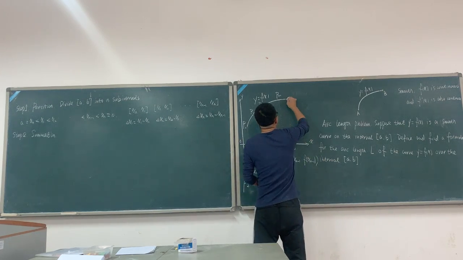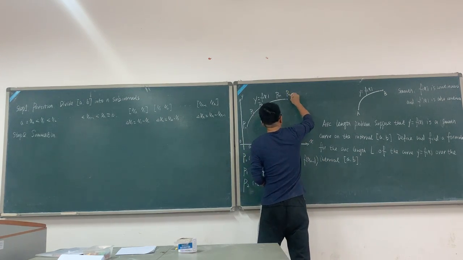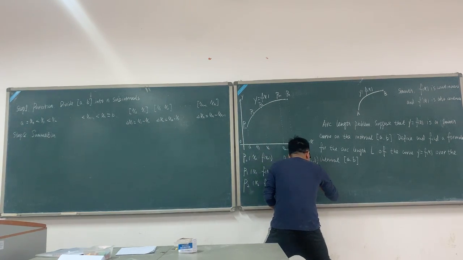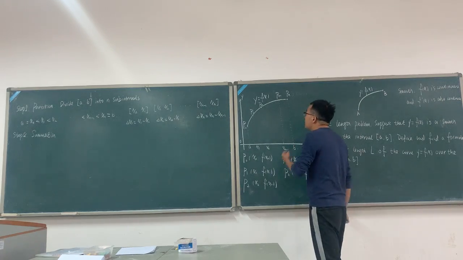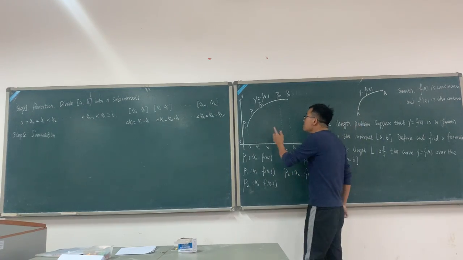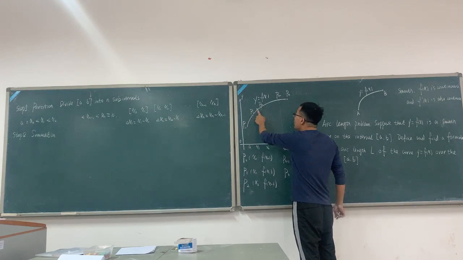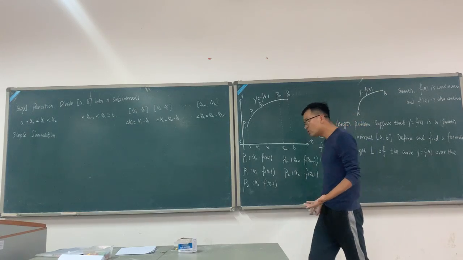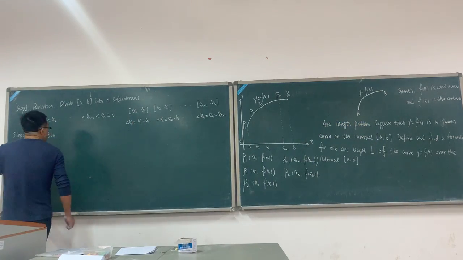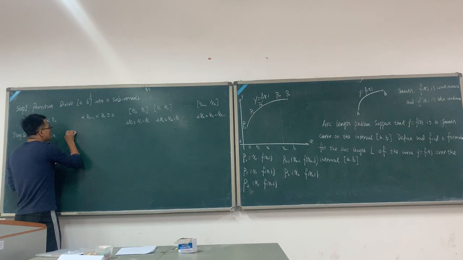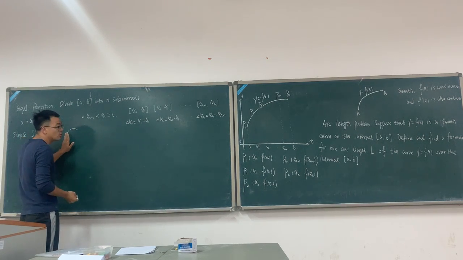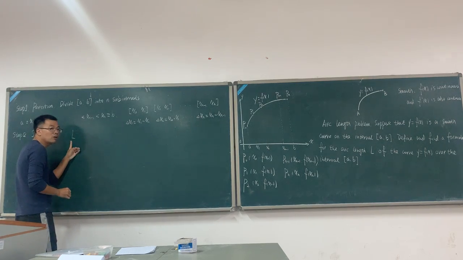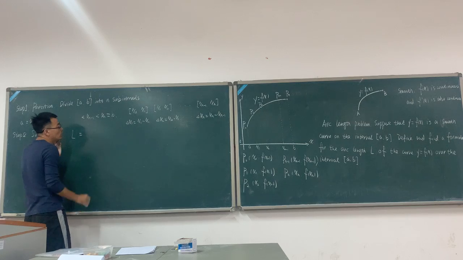And Pn we denote by xn, f(xn). So here we have n plus 1 points: P0, P1, P2, ..., Pn minus 1, Pn. So now we can see the length, the arc length, which we denote by L.